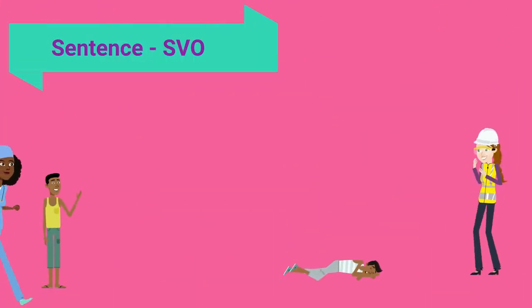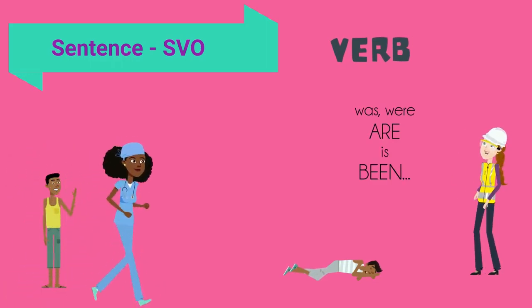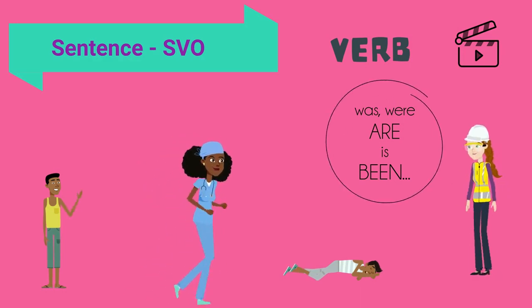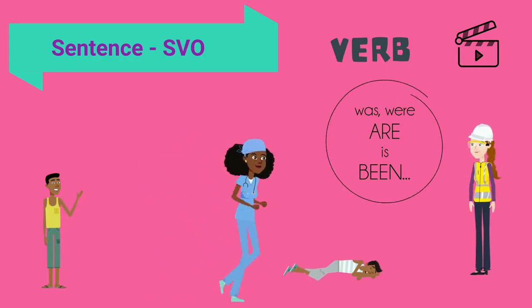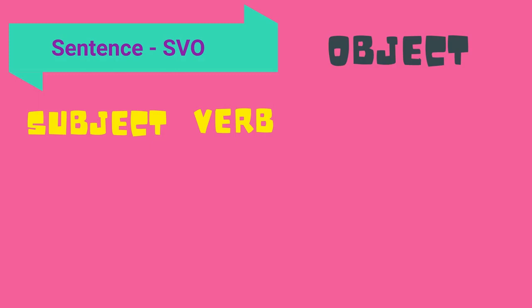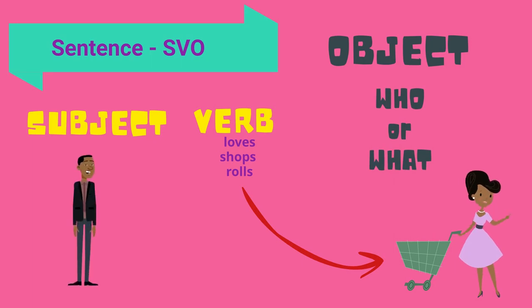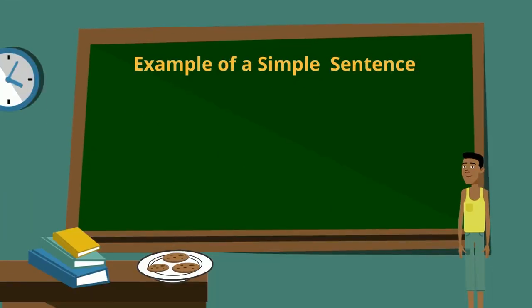The action itself will be captured by the verb, which is the action word or state of being expression that informs what the doer does. The object of a sentence is the person or thing that receives the action of the verb. It is the who or what the subject does something to. Let's take a look at an example. Here's a simple sentence.